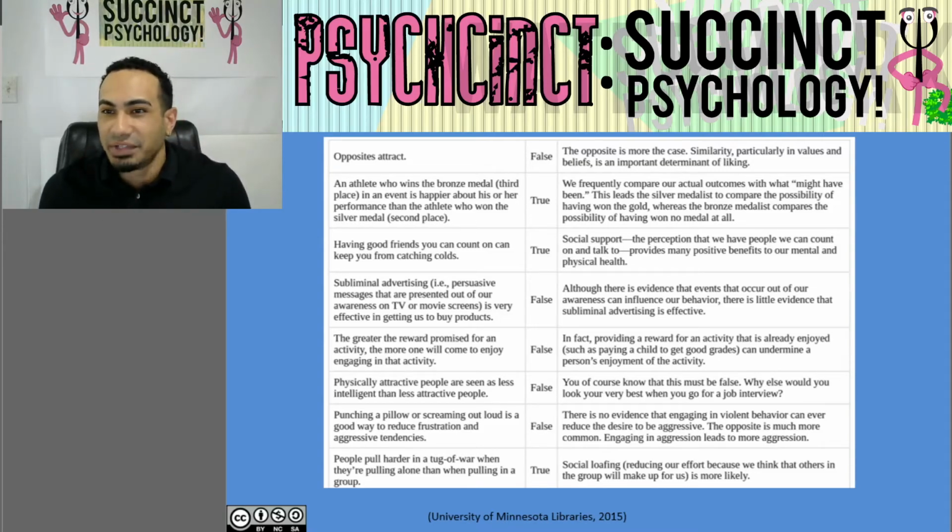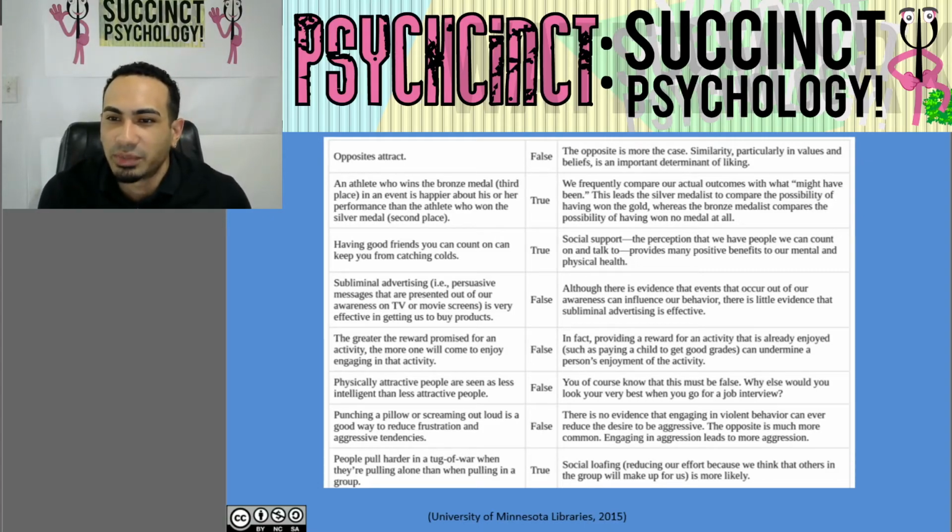And then having good friends you can count on can keep you from catching colds. This is in fact true. Social support, the perception that we have people we can count on and talk to, provides many positive benefits to our mental and physical health. So yes, that's actually true. You might think intuitively that it wouldn't have an effect, but it does in fact. The mental and the physical actually connect.